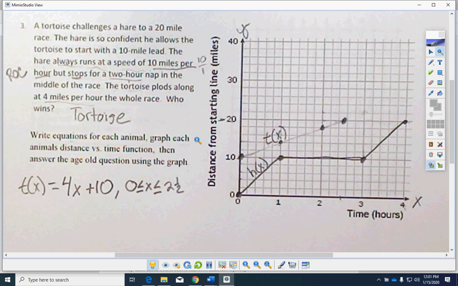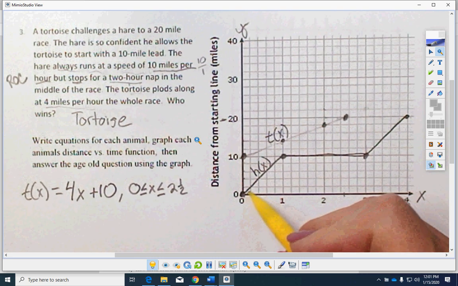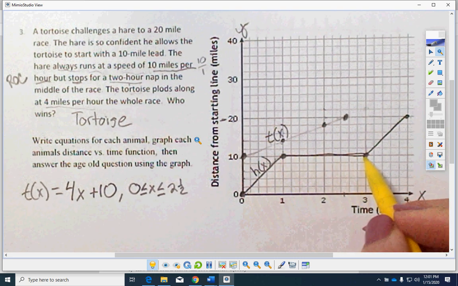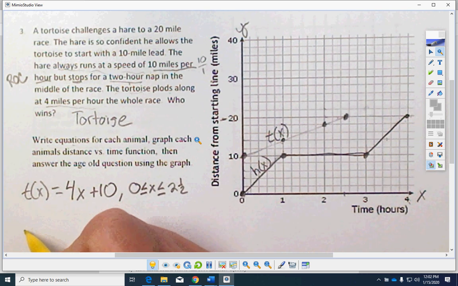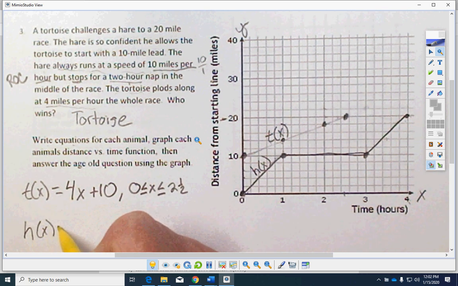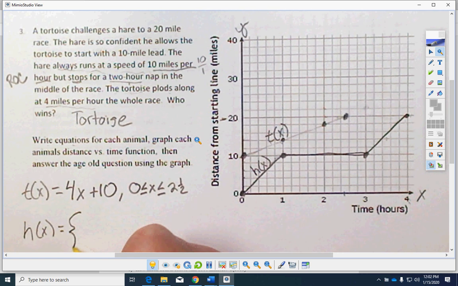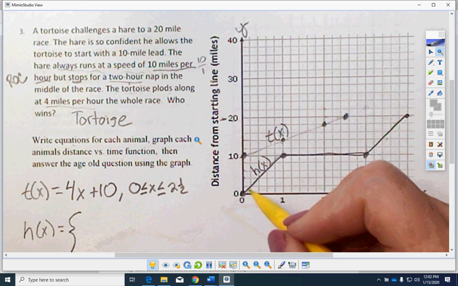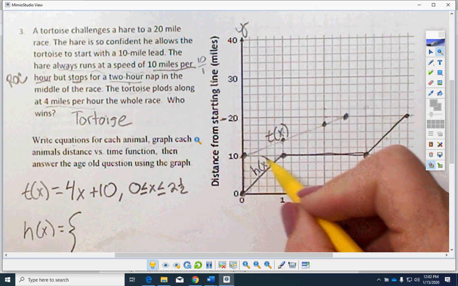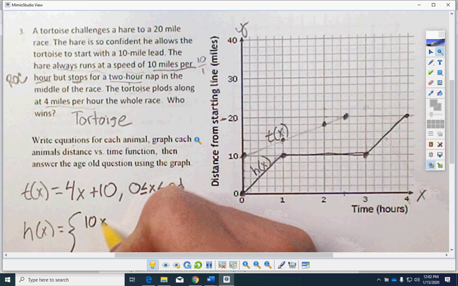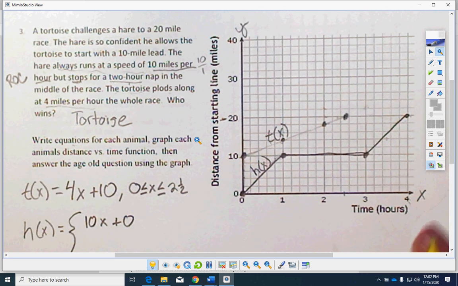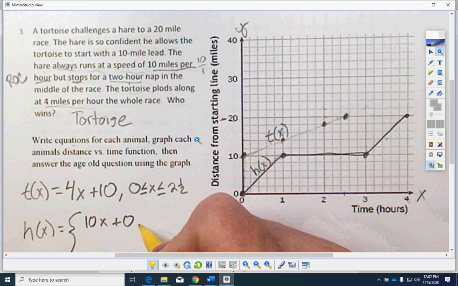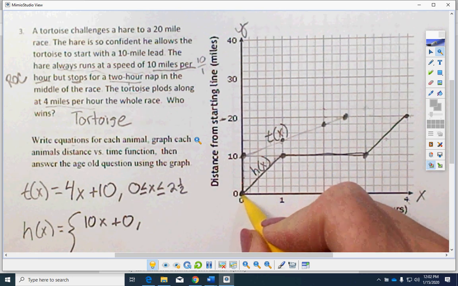So the hare is a bit trickier because it is a piecewise function. It's this last piece that makes it a little tricky. But I'm going to write something for h of x. I know there are 3 pieces. First piece, not so bad. He went 10 miles per hour, and his y-intercept is at 0. You don't have to put that plus 0, but I'm just going to put it just because. And that's between 0 and 1.